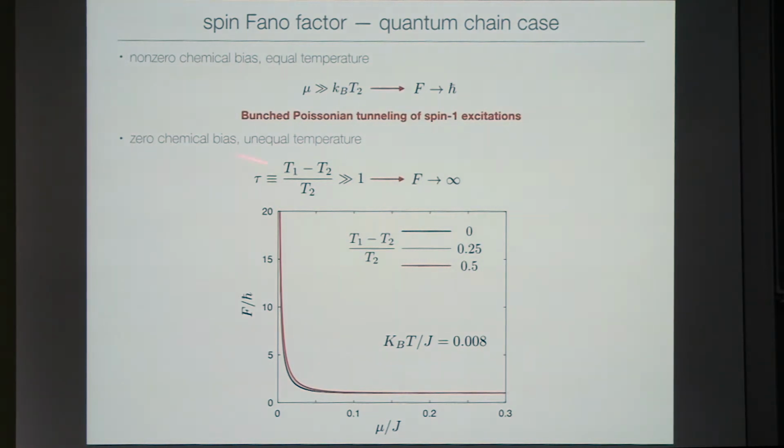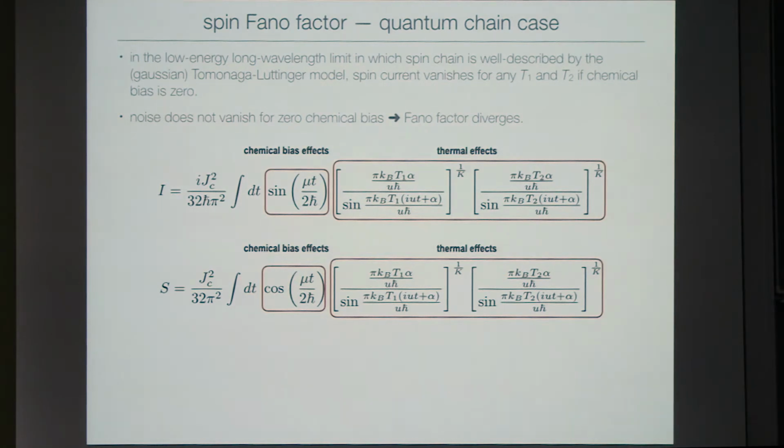However, if the chemical bias between the two spin chains is the same, but then you apply a large thermal bias, the Fano factor diverges as long as the chemical bias is 0. And this divergence of the Fano factor can be understood in the following way. If we're in this low energy, long wavelength limit, where the Tomonaga-Luttinger model is a good description of the quantum spin chains, then what we find is that the spin current will vanish if the chemical potential bias is 0 for any temperature T1 and T2.